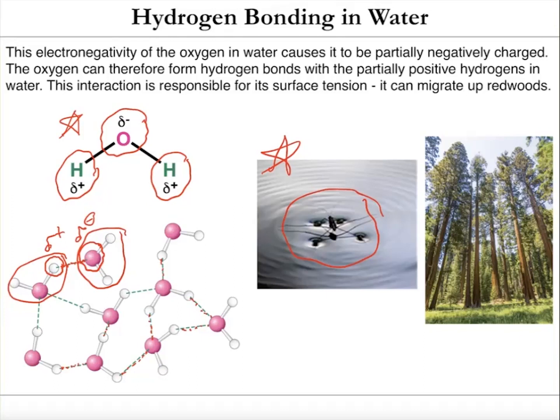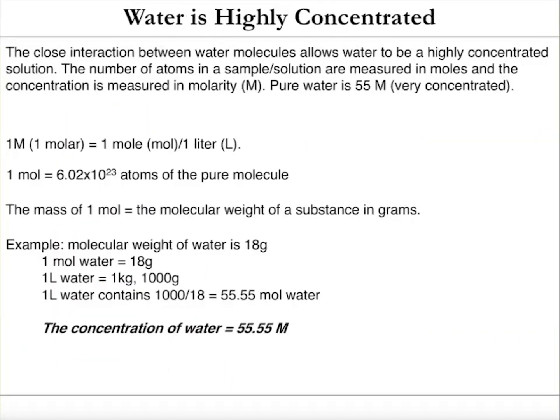It's also what allows these huge, tall redwood trees to push water all the way 200, 300 feet up into the tops of the leaves from the soil. So this gives it surface tension, and it allows it because of these hydrogen bonding interactions, so these weak bonds between these different water molecules. These interactions between water molecules in liquid water also make water highly concentrated.